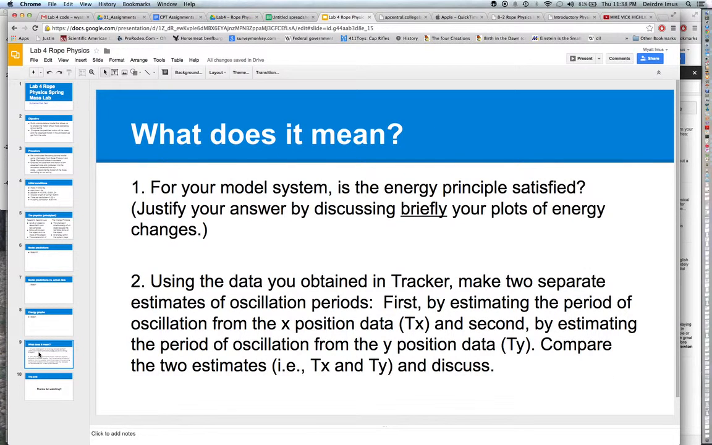And then our second question is, using the data we obtained in Tracker, we need to make two separate estimates of oscillation periods. First, by estimating the period of oscillation from the x position data, which we did, and we found it was 0.179. And the second, by estimating the period of oscillation from the y position data, which we also found was 0.985. And we want to compare the two estimates.